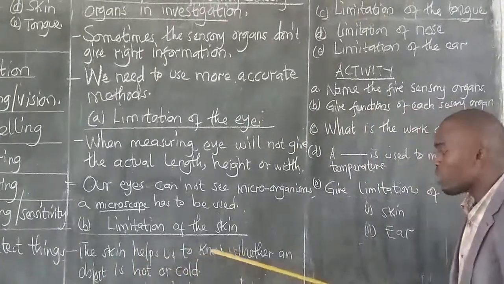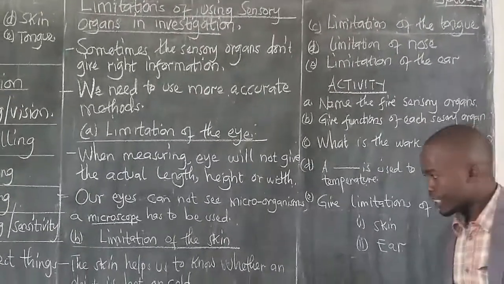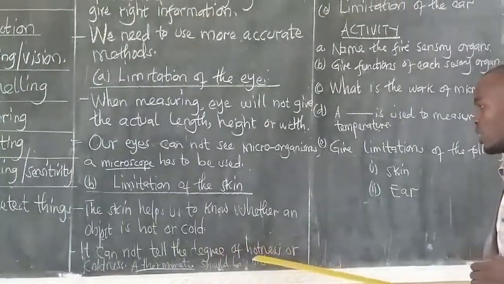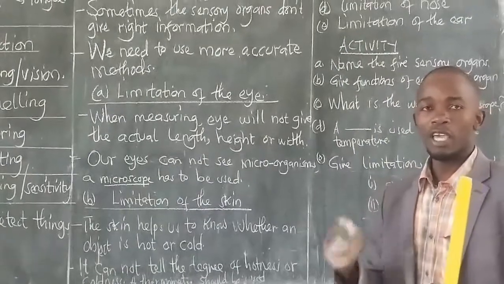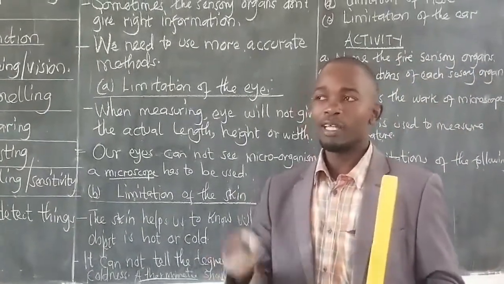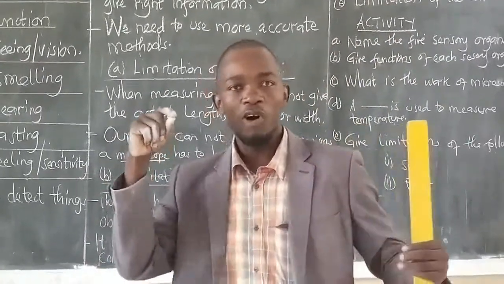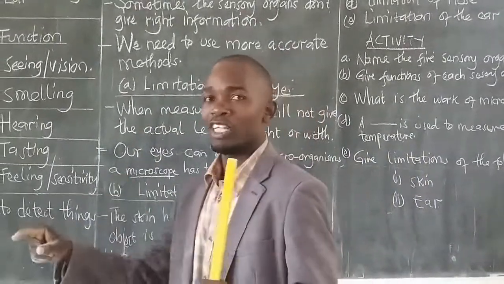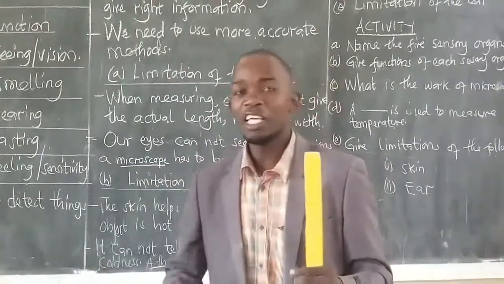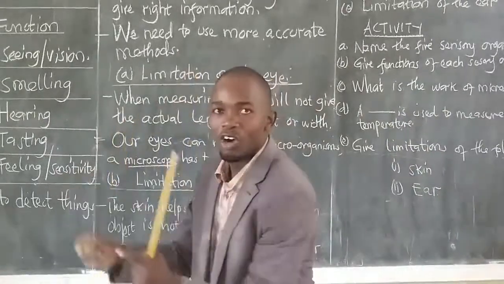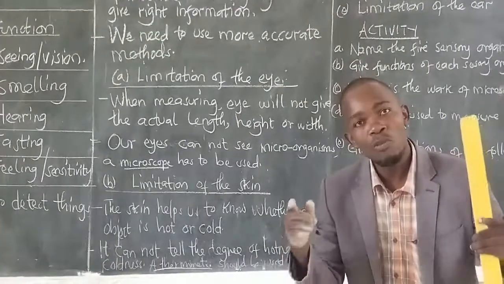So the skin helps us to know whether an object is hot or cold. It cannot tell the degree of hotness or coldness. Therefore, we can use the right instrument called a thermometer. A thermometer is an instrument that is used to tell the degree of hotness or coldness of an object. What is temperature? Temperature is the degree of hotness or coldness of an object, which is determined by a device called a thermometer.